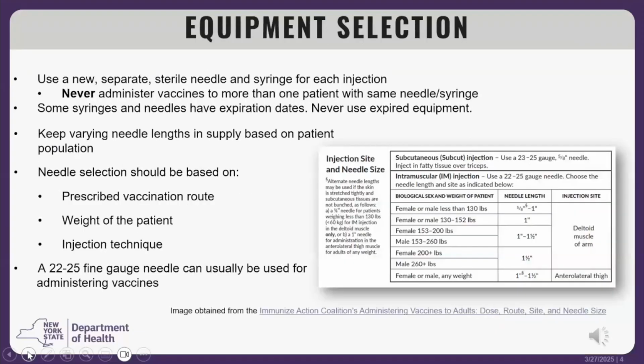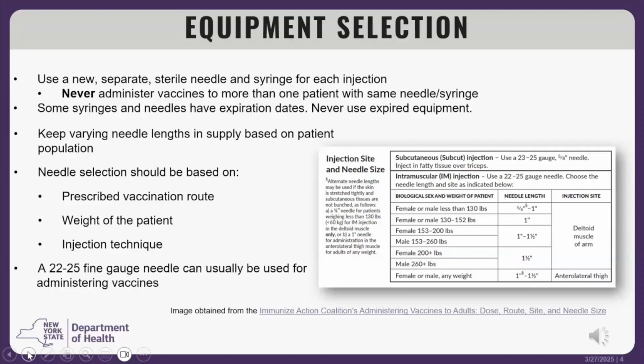In terms of equipment selection, always use a new, separate needle and syringe for each injection. Some syringes and needles are packaged with an expiration date, so be sure to consider this when selecting and ordering injection supplies. Never use expired equipment. Never administer vaccines from the same syringe to more than one patient, even if the needle has been changed.